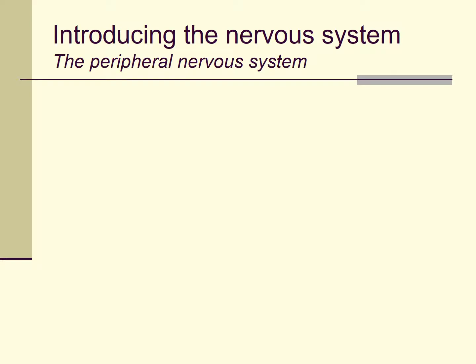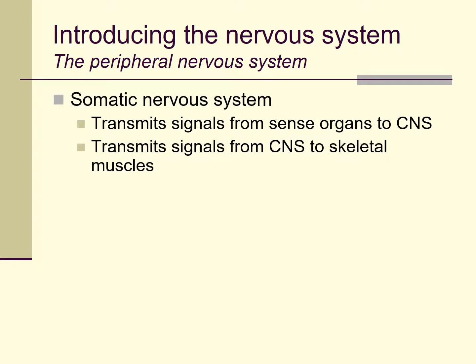Now, having broken down the nervous system into two parts, the central nervous system and the peripheral nervous system, we're going to further subdivide the peripheral nervous system into the somatic nervous system and the autonomic nervous system. Now, I'll get to that in a second. But the somatic nervous system is all the parts of the peripheral nervous system which transmit signals from the sense organs up into the central nervous system and transmit signals from the central nervous system out to the skeletal muscles, which are the parts of your muscular system which allow you to engage in voluntary activity or movement, mostly.